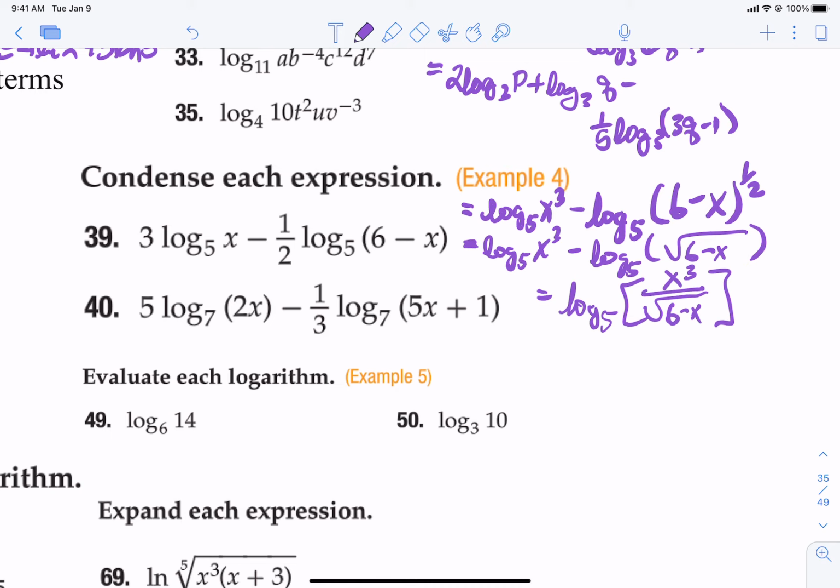Now, back in lesson 3-2 last week, there were some things that I told you that you needed to do on a calculator. And for problems 49 and 50, we are going to use the change of base formula. Let me tell you what that formula is.